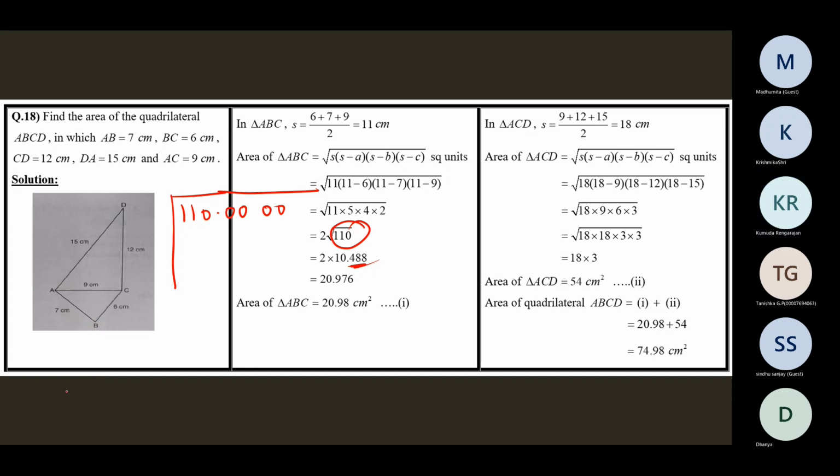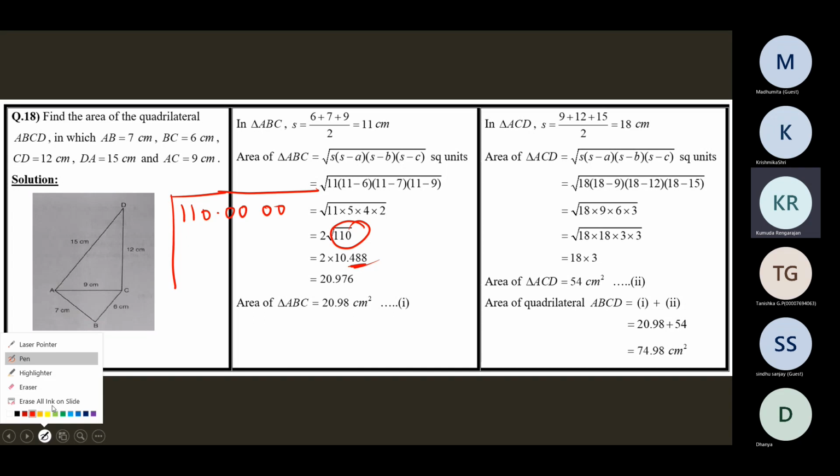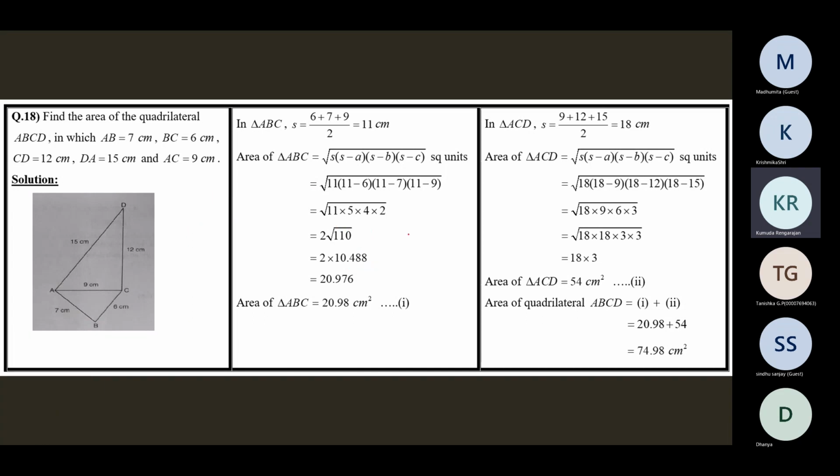So if you don't know, I think I've already shared a video on how to find the square root. You can watch that. But I'll again send it today. So 110.0000. Find the square root. So that way we get 10.488.